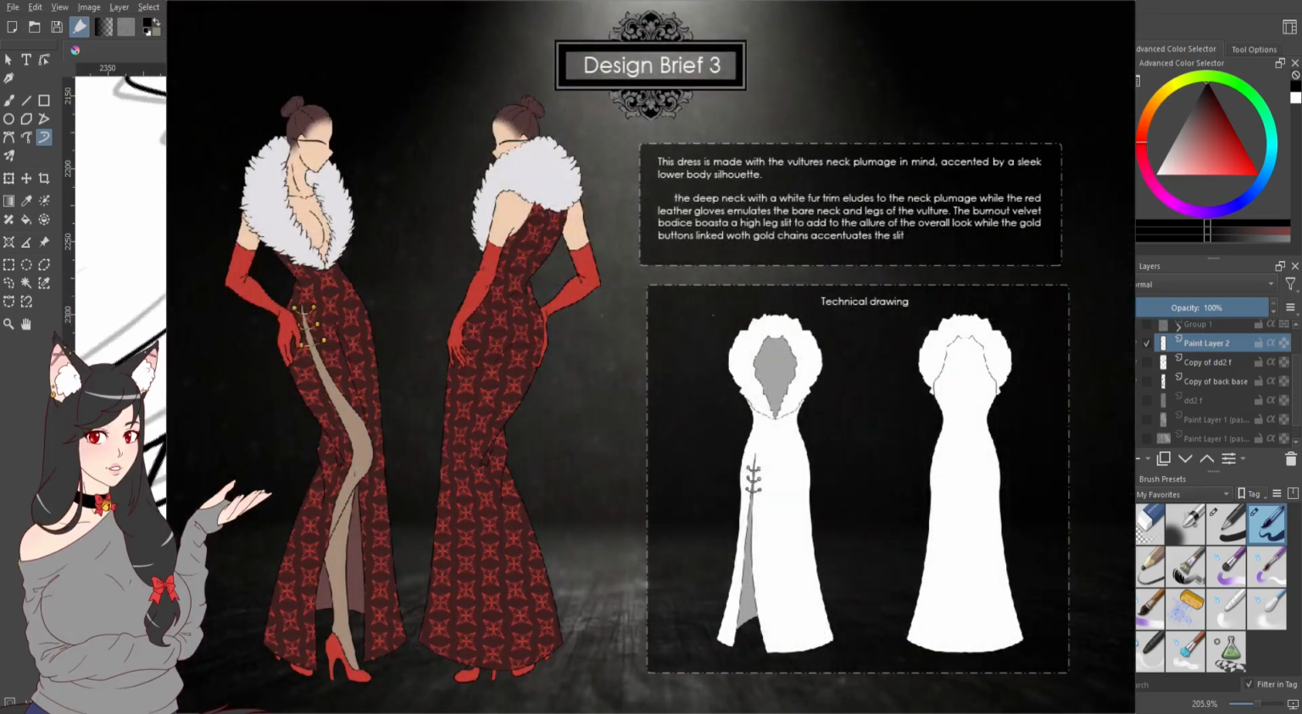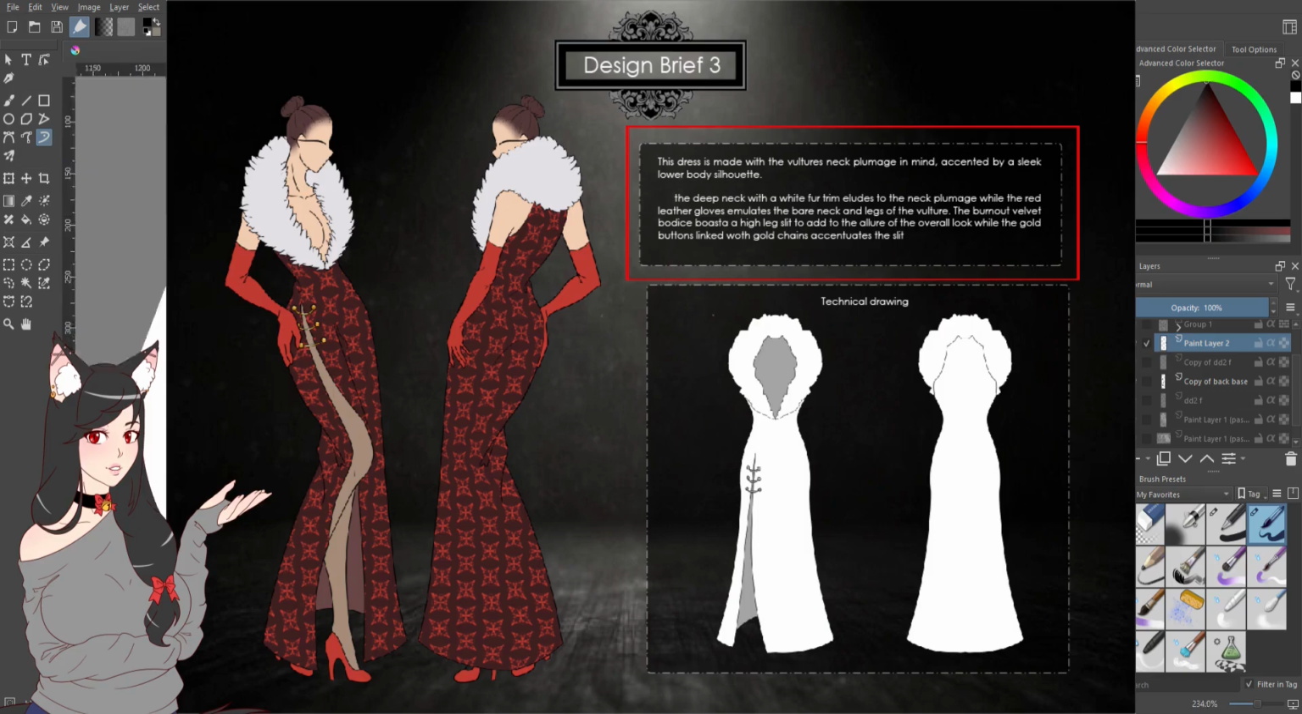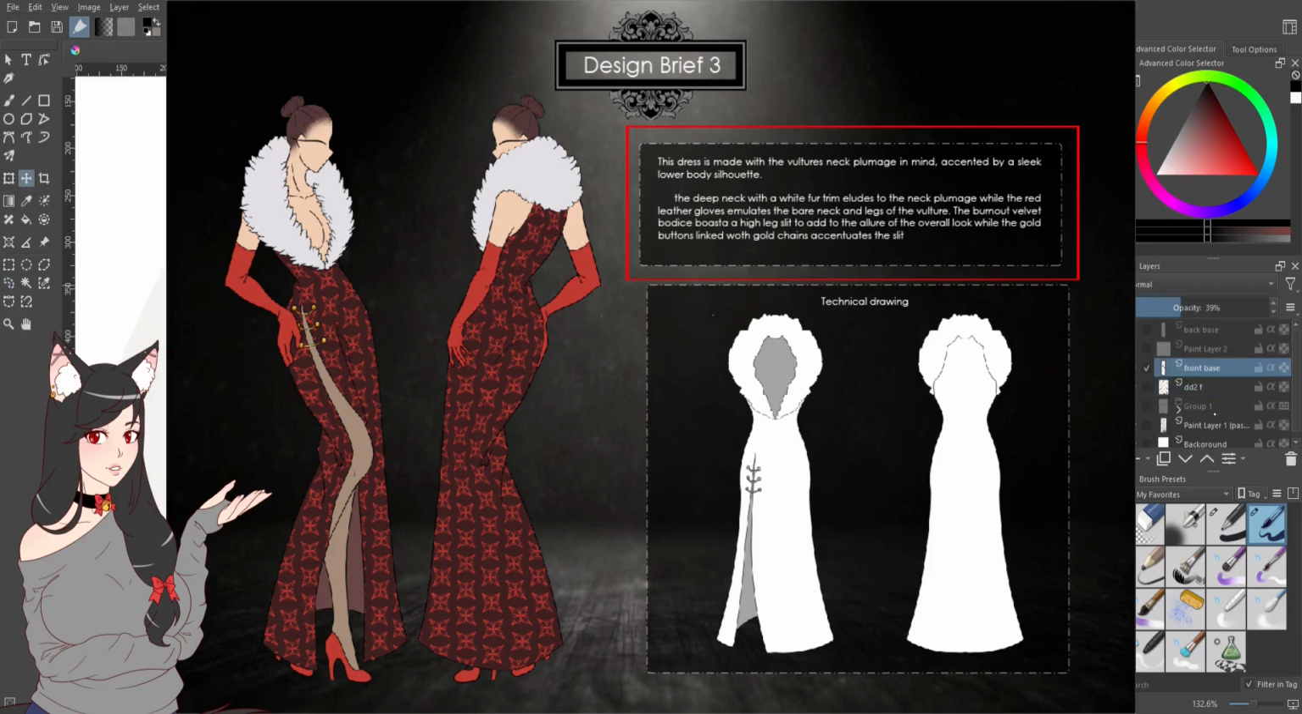Design brief 3, which was made with the vulture's neck plumage in mind, accented by a sleek lower body silhouette. The deep neck with white fur trim alludes to the neck plumage, while the red leather gloves emulate the bare neck and legs of the vulture. I wanted the bodice to be made of burnout velvet in the skull pattern, and a high leg slit to add to the allure of the overall look, while the gold buttons linked with gold chains accentuates the slit.